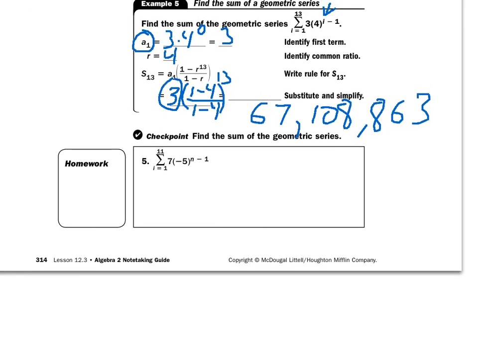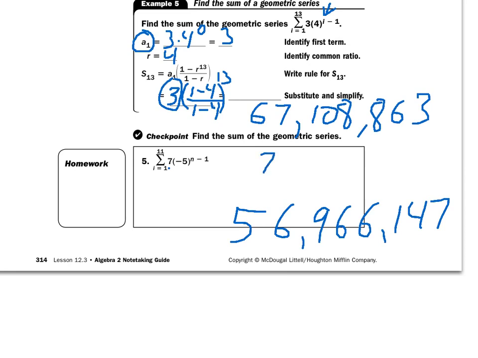All right, welcome back. I hope that you were able to do all that same work and get 5,696,147. And it's just filling in the blanks. Can you tell me what a sub 1 is here? Oh, it's 7. Can you tell me what r is here? Oh, it's negative 5. 1 minus negative 5, right, to the 11th, over 1 minus negative 5.